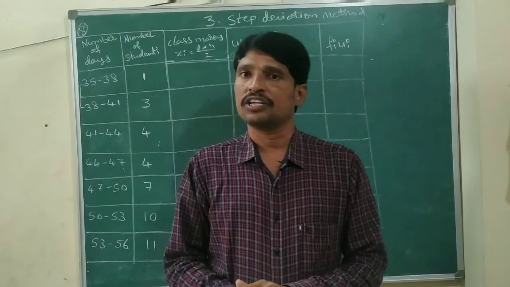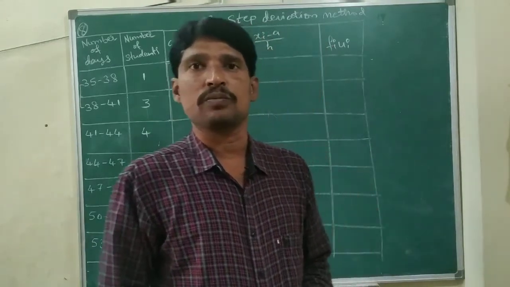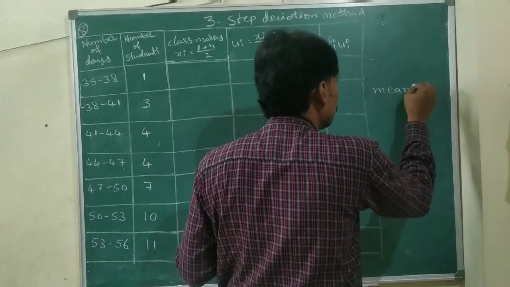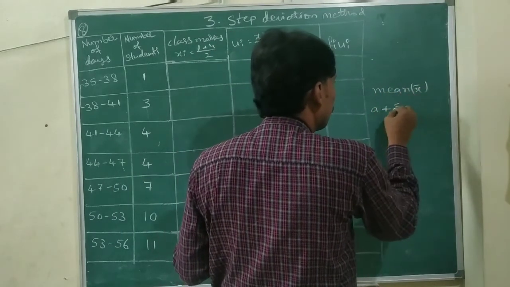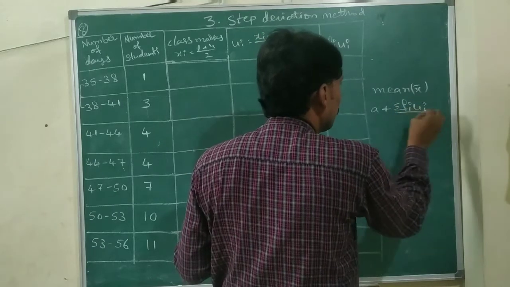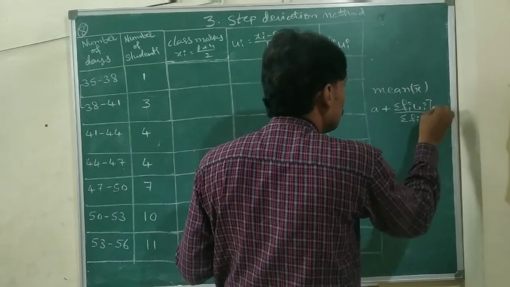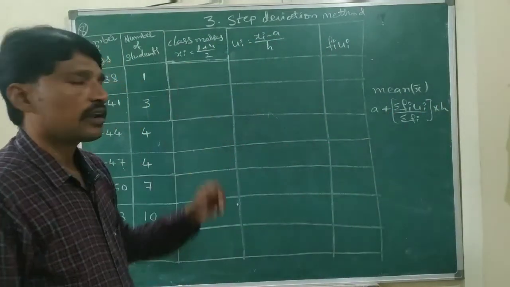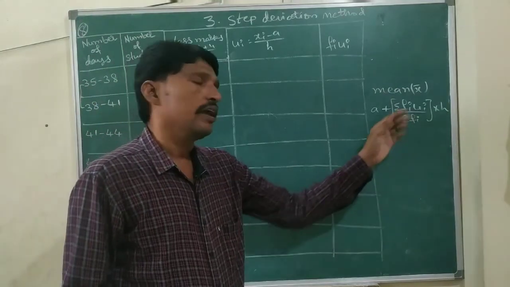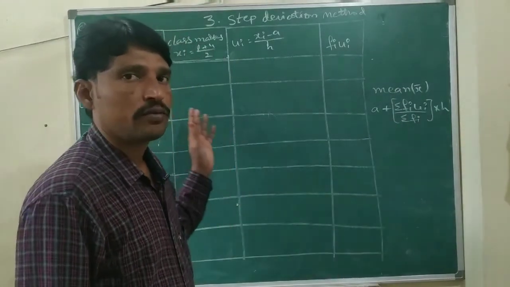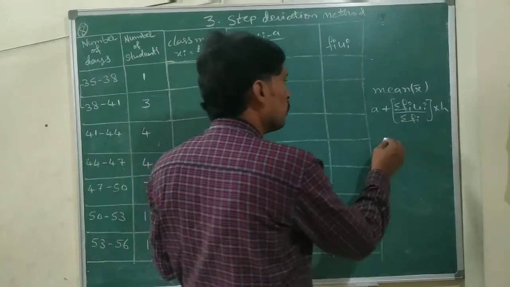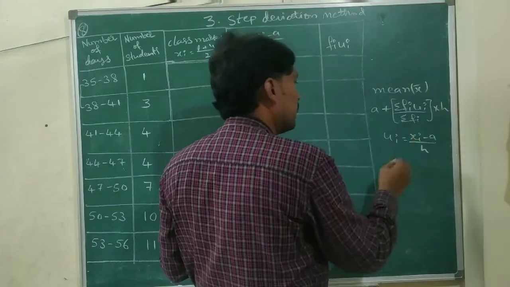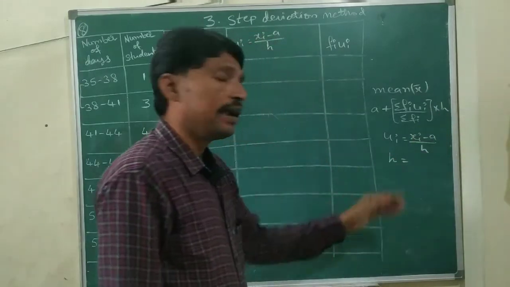Now the third method, that is the step deviation method. In the step deviation method, we know the formula: mean x bar equals A plus sigma Fi Ui by sigma Fi, into H. Here A means we are taking a class mark, we are assuming one value. Fi means the respective class frequencies. Ui equals (xi minus A) by H, and H equals the height of the class.